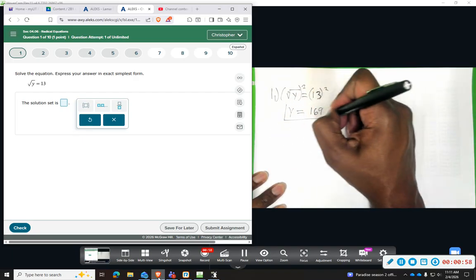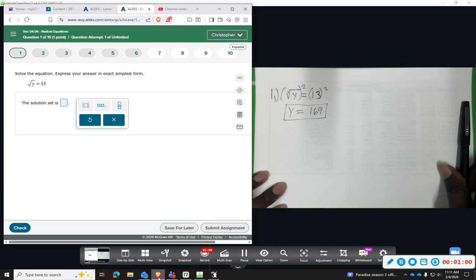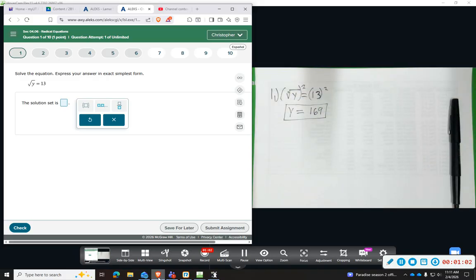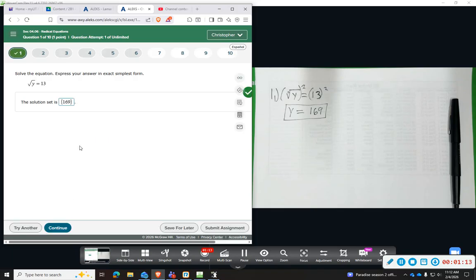So our answer for y is 169. And I think they want us to put it in brackets. They've been showing solution set, so 169. I think even if you put it, it should accept.